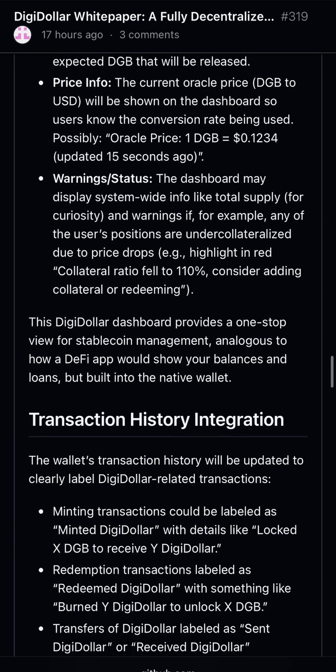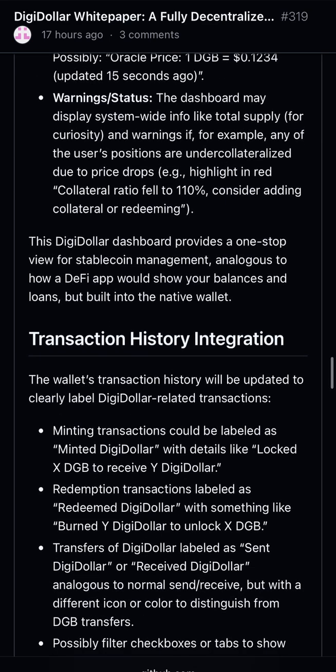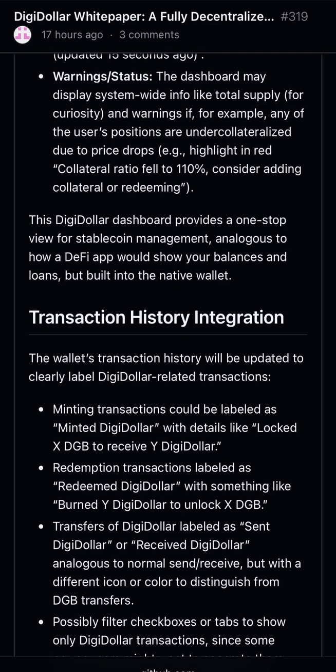Price info. The current Oracle price, DGB to USD, will be shown on the dashboard, so users know the conversion rate being used. Possibly: Oracle price, 1 DGB equals $0.1234, updated 15 seconds ago. Warning status. The dashboard may display system-wide info like total supply, for curiosity, and warnings if, for example, any of the user's positions are under-collateralized due to price drops, e.g., highlight in red: collateral ratio fell to 110%, consider adding collateral or redeeming.